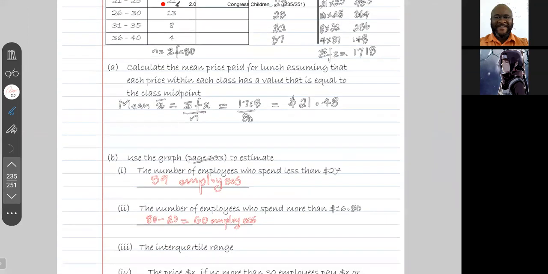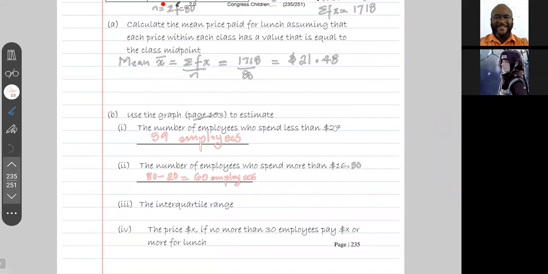So let's go at that again. The interquartile range, IQR, is actually Q3 minus Q1. So this is 27 minus 16.50. So this looks like it's $10.50. The interquartile range is $10.50.